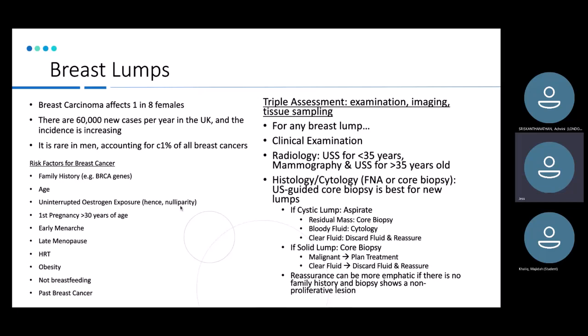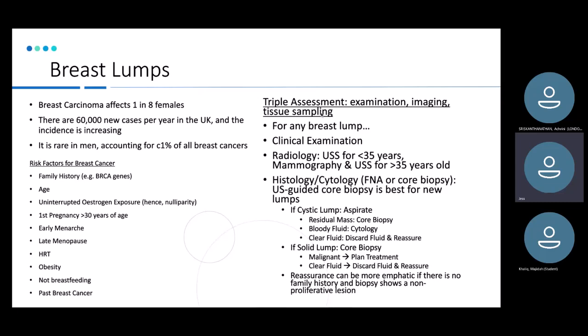Age: the older you get. Nulliparity, so not having any children, or having a late pregnancy, so the first pregnancy over 30 years of age. Early menarche and late menopause, which is just a longer estrogen exposure. HRT, obesity, not breastfeeding, and having previous breast cancer.